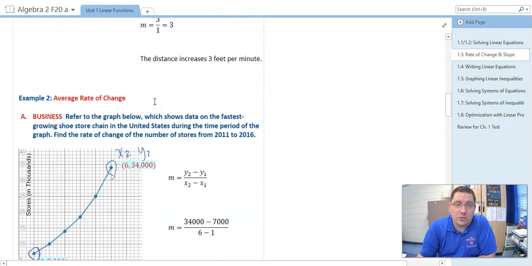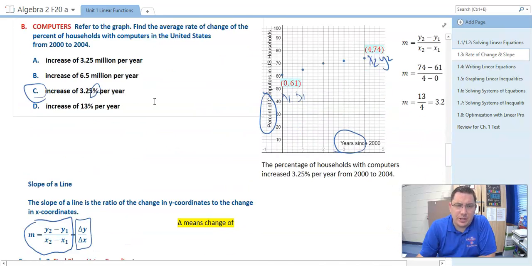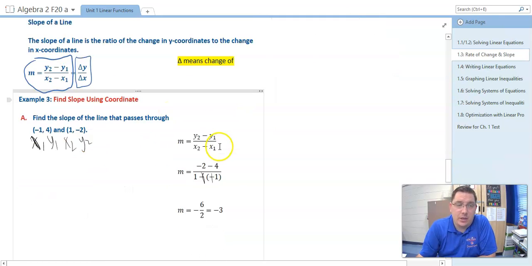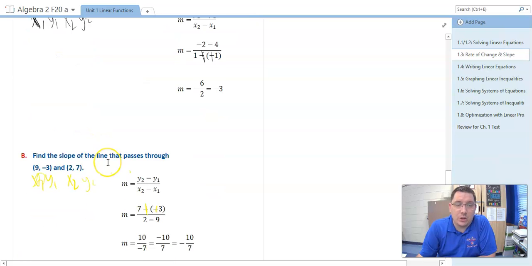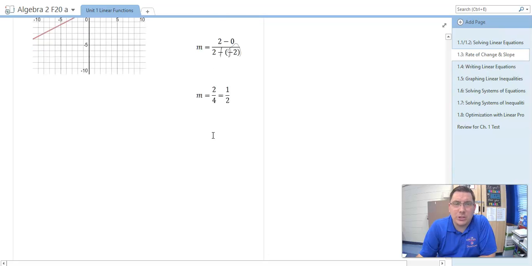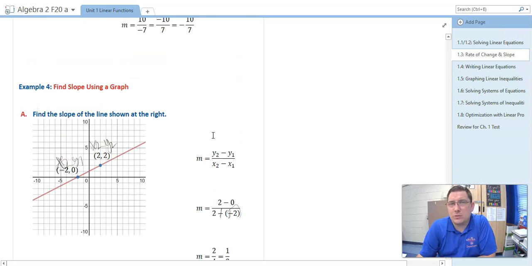Or, remember, we also talked about using delta y over delta x. And remember, delta means the change of or the change in. We can use our coordinates to find the slope, and we can find it from a graph. This was a pretty short section because, again, most of this is from 8th grade math and Algebra 1. Most of this was review, but that was what we had there.